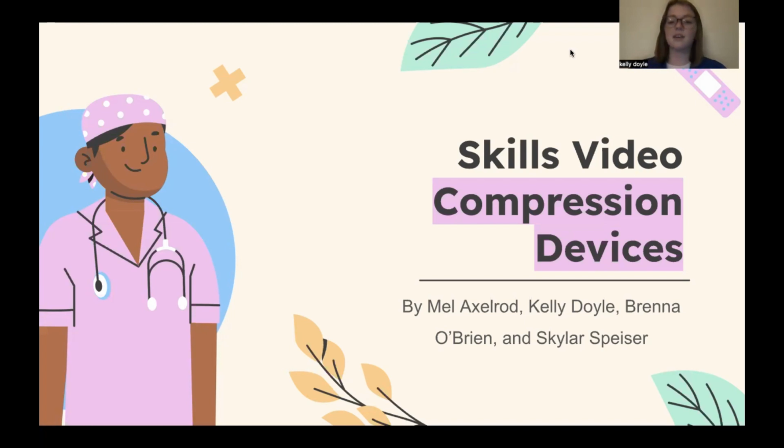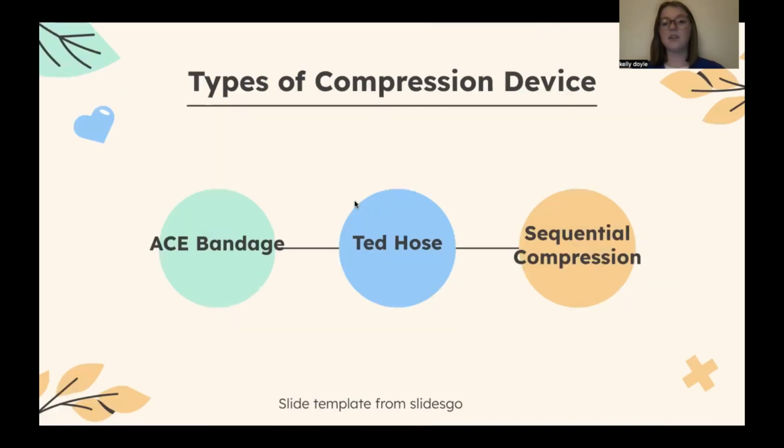Hey guys, so today we're going to be talking about compression devices. There's three main types of compression devices. We're mainly going to be talking about ACE bandage and TED hose, but I do want to quickly touch on sequential compression, which is a type of compression that basically plugs in to the wall and pumps air to create the compression needed on a specific limb.